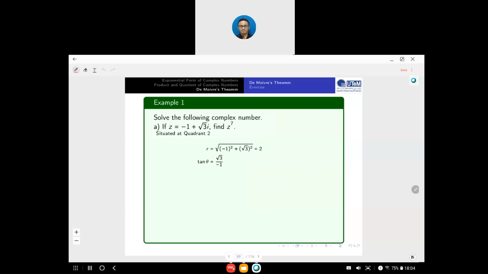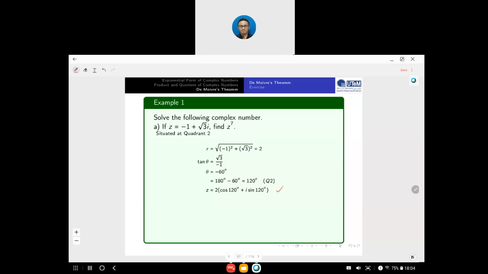After you press your calculator, you can get theta equal to -60 degree. But we know that it is placed in the second quadrant. So when it is second quadrant, 180 minus 60 degrees, you can get 120 degree. Since you've already got 120 degree, we can find the value of z in polar form, which is 2 times cos 120 degree plus i sin 120 degree.